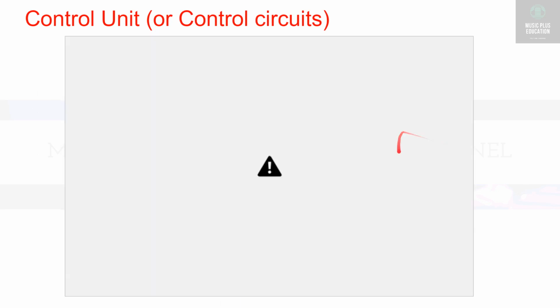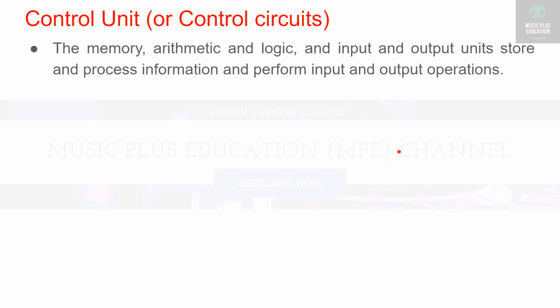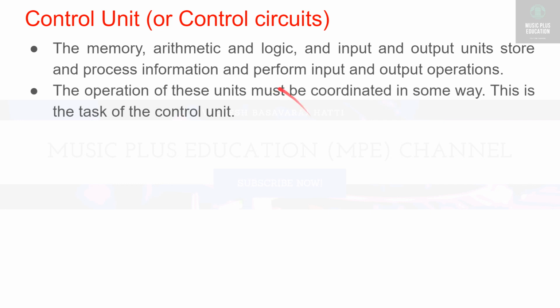Control unit. So the memory, arithmetic and logic, and input output units store and process information and perform input and output operations, right? That is addition, subtraction, and so on. So the operation of these units, that is all the input, output, arithmetic and logic, processor and memory, must be coordinated in some way. This is the task of the control unit.